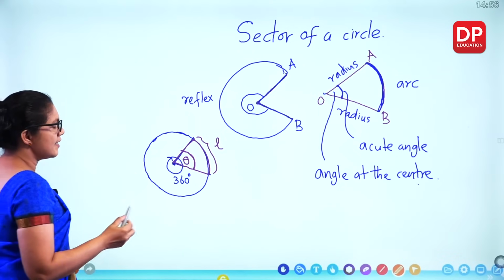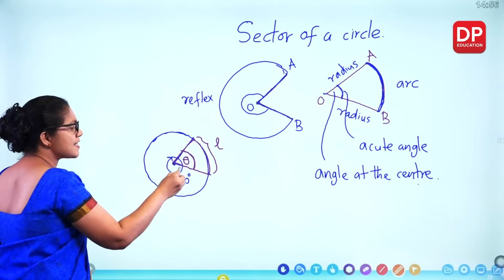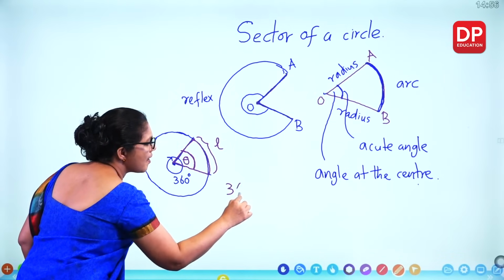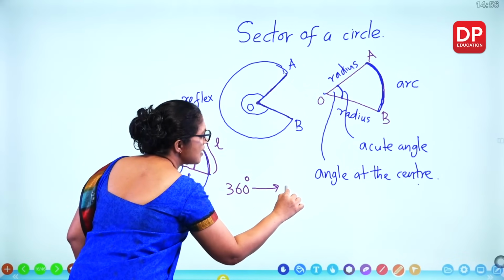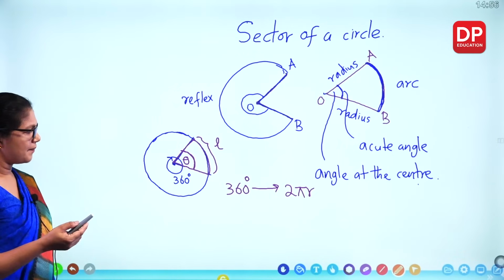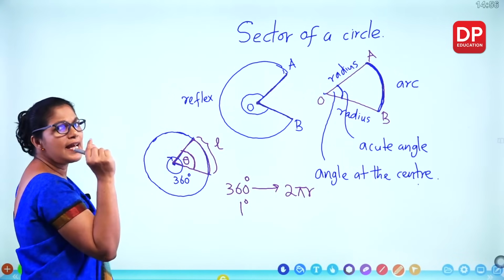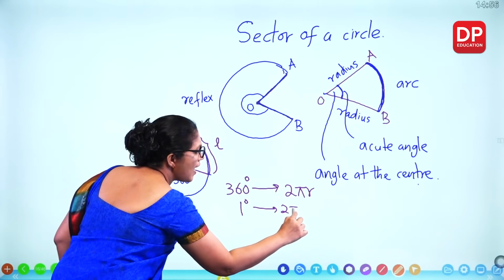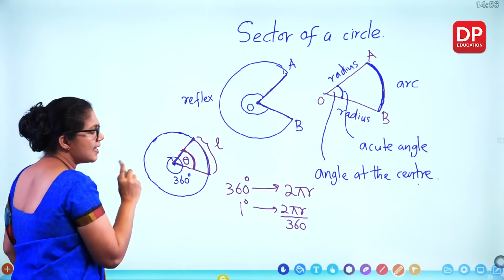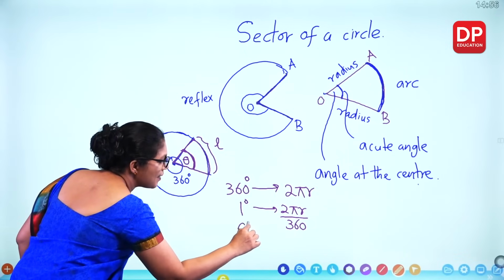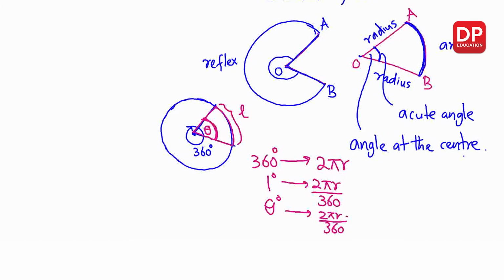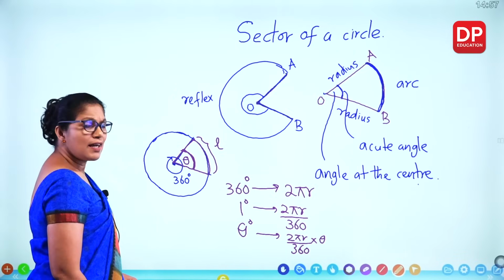We'll put L for arc length. So here we know if this is 360 degrees, the full circle, what's the circumference of a full circle? We know 2 pi r. So for 360 degrees, that's 2 pi r, because that's the full circle and r is the radius of a circle. We want 1 degree. What does 1 degree length mean? That means you have to divide this by 360. And we want to find out if the angle is theta, what's the length? So here we need to take this value and multiply by theta.